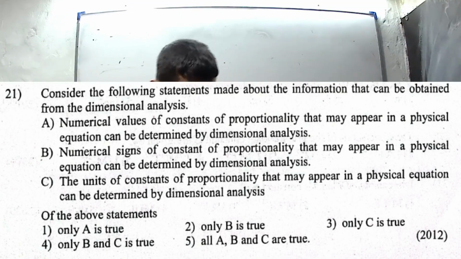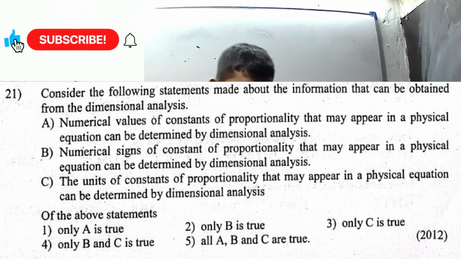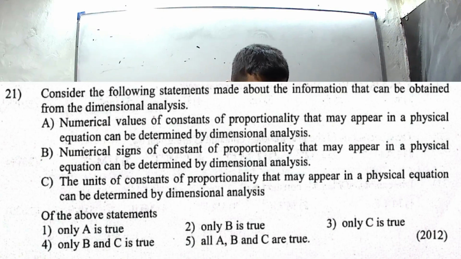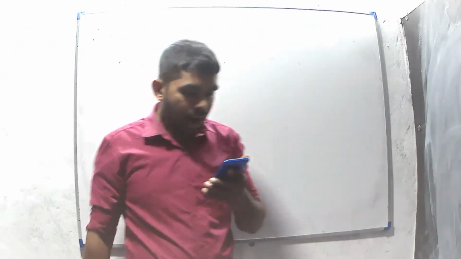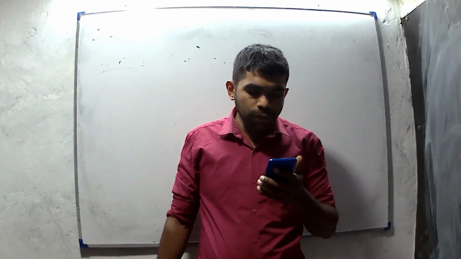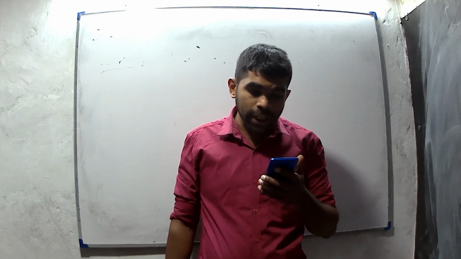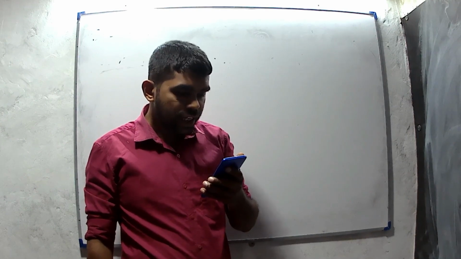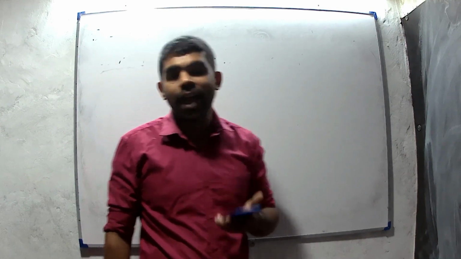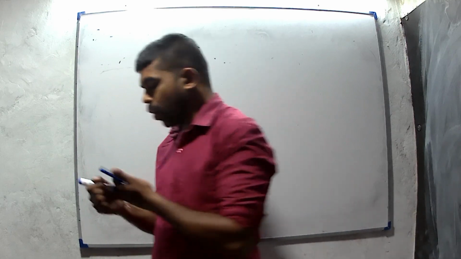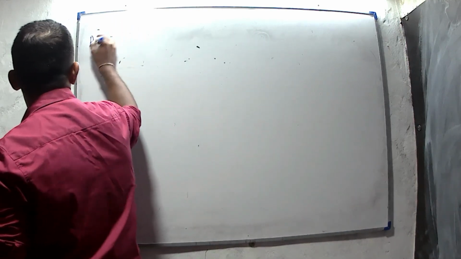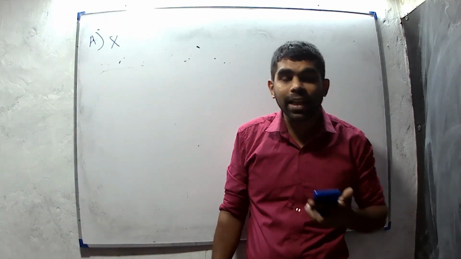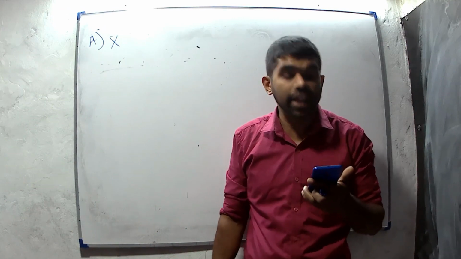Question number 21. Consider the following statements made about the information that can be obtained from dimensional analysis. Part A. Numerical values of constant of proportionality that may appear in a physical equation can be determined by dimensional analysis. We know that constant values have no dimension. Therefore, we can't analyze constant values in an equation. Therefore, statement A is incorrect.